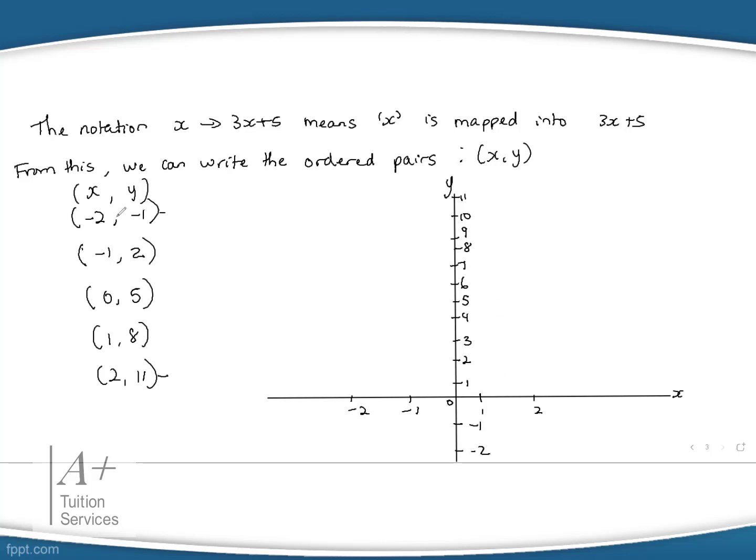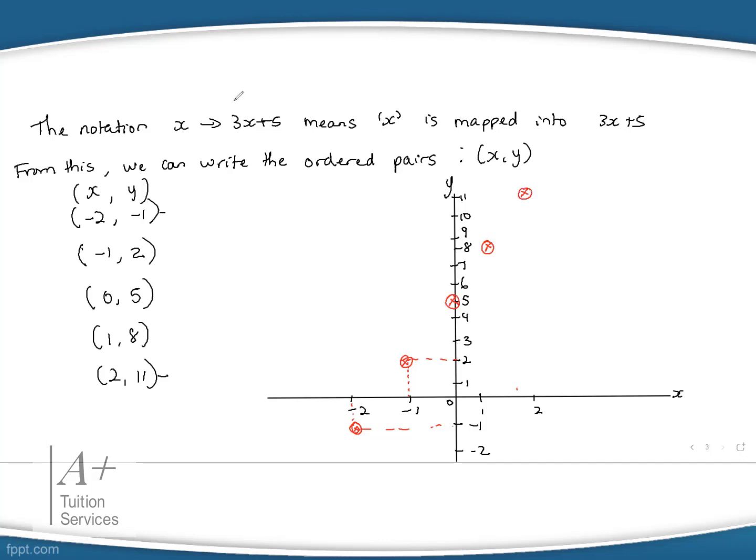And now we plot in our points where x is -2, y is -1. So x is -2, y is -1, that is around here also. So you put a point, right? Next one, where x is -1, y is 2. Y, 2, it touches here. Where x is 0, y is 5, so that is on the 0 line. Where x is 1, y is 8, so that's around here. And where x is 2, y is 11.